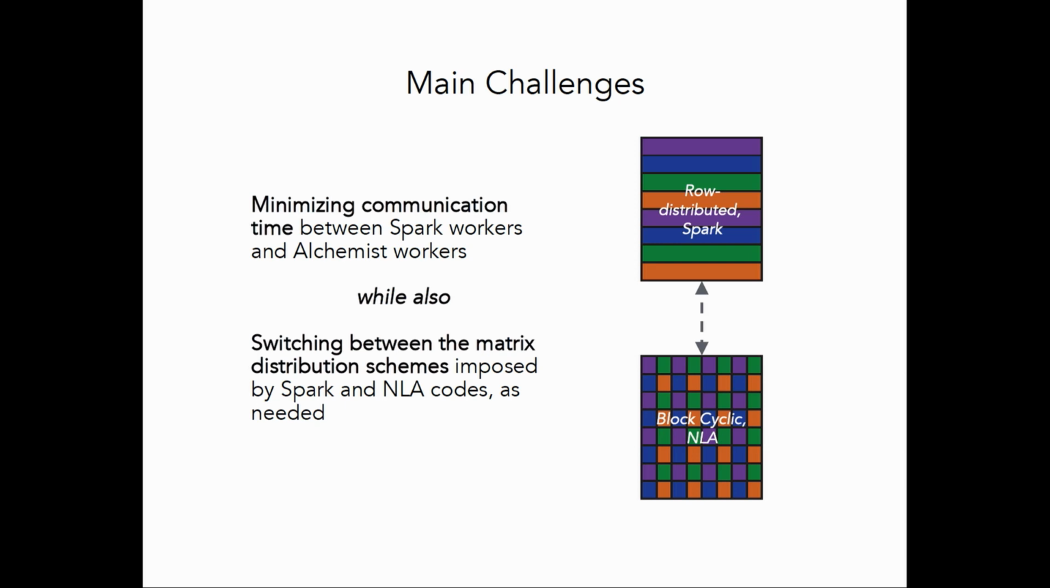And so if you're in RAM, it's easy to take a transpose. You just take a transpose. If you're not in RAM, you don't have random access. You can't just take a transpose. So how do you do that? What we want to do is minimize communication between Spark workers and Alchemist workers.